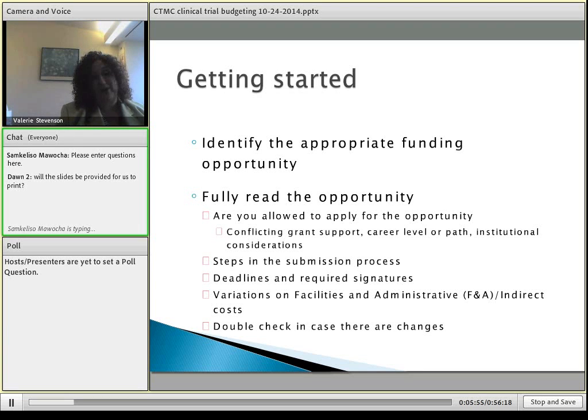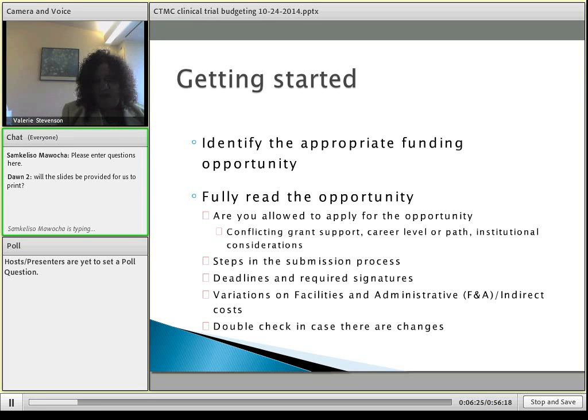Another huge thing in the opportunities are deadlines. Many times we get used to certain deadlines and certain cycles, but different funding mechanisms may have a change of date. They could change just because of a holiday or a funding cycle. So always make sure you understand the dates. And many times it's not just the submission date, but you may have to have components of the grant in prior to the actual deadline. So make sure you understand what you want to turn in.